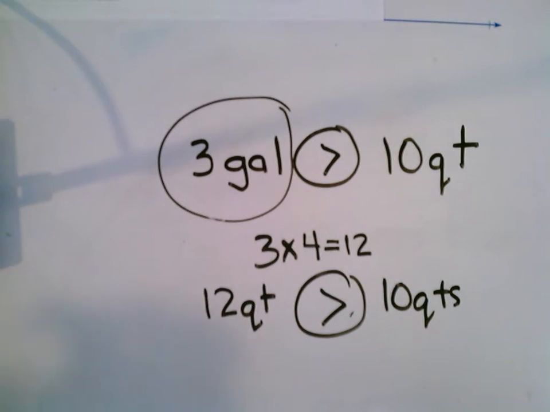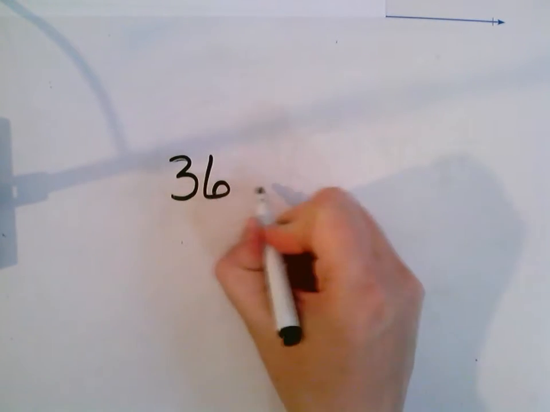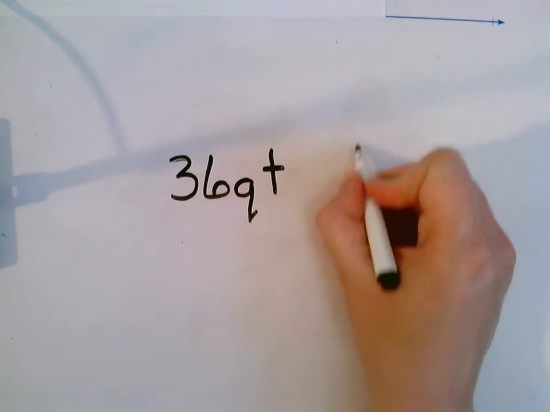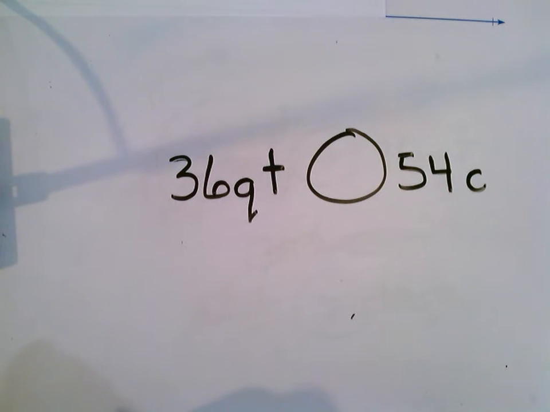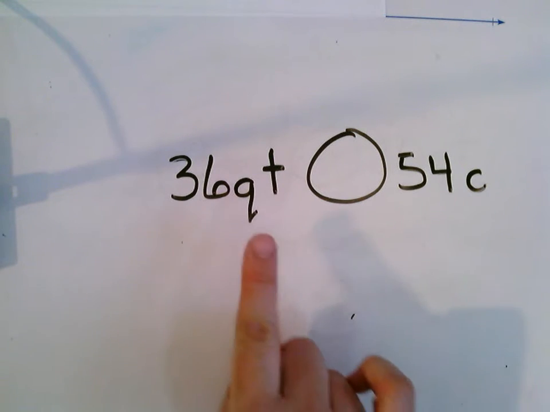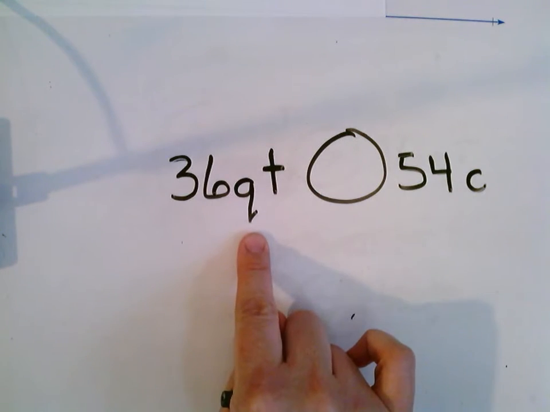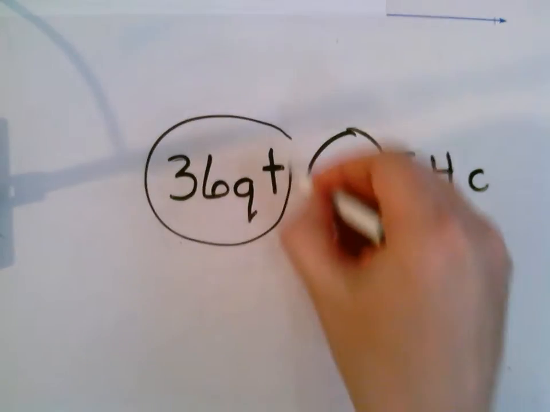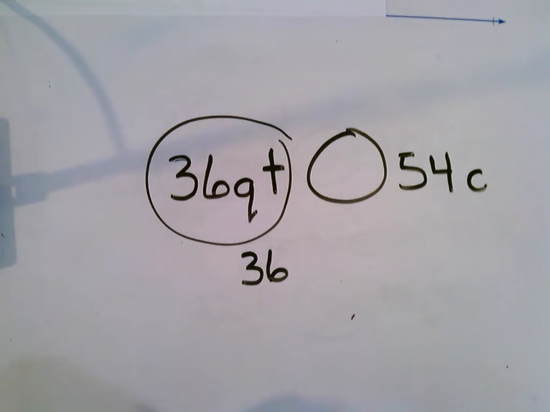Let's try one more example that isn't on the same line in our conversion chart. Let's do 36 quarts, and we're going to compare that to 54 cups. First, I want to find my larger unit of measure, quarts and cups. What's greater? Quarts are greater than cups, so I'm going to circle that one. That's what I'm going to be multiplying by, and this is why I wanted you to have your calculator, so you're ready to multiply some larger numbers.